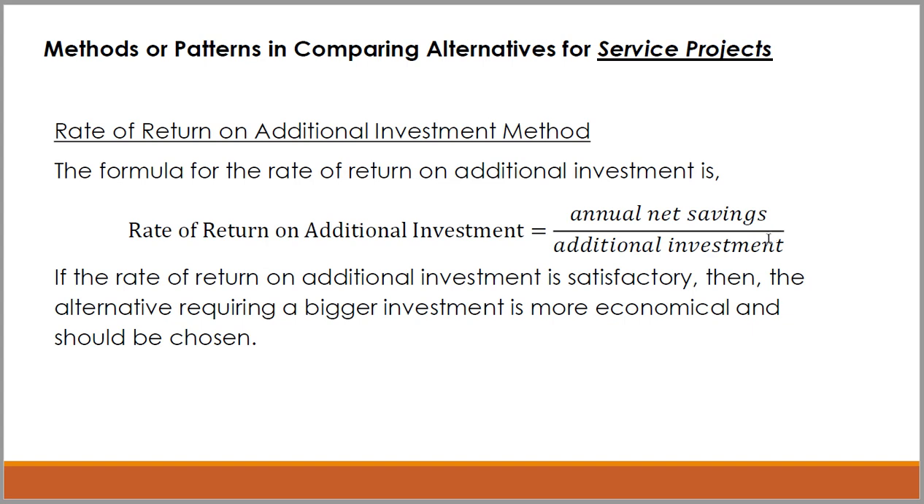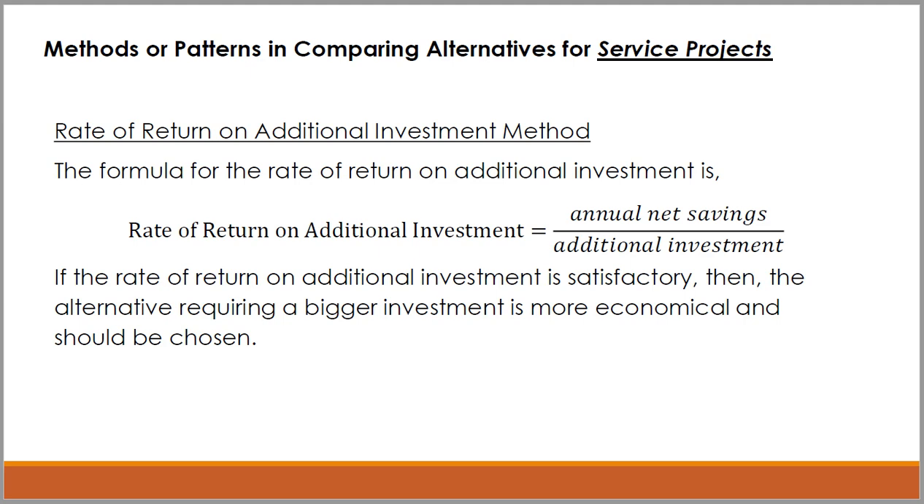So we will just take the differences between the two, the annual maintenance and operations cost and the initial investment, and then we're going to take the ratio. If it satisfies the MARR set by the company, then the other project or alternative would be chosen. Okay? We'll have an example of this later on, if you don't understand it well.